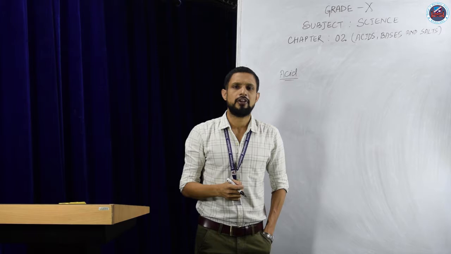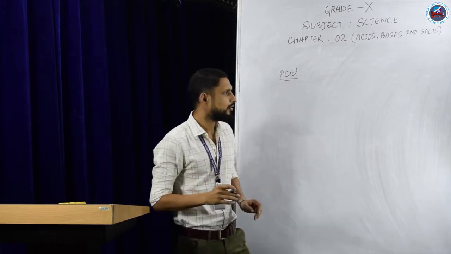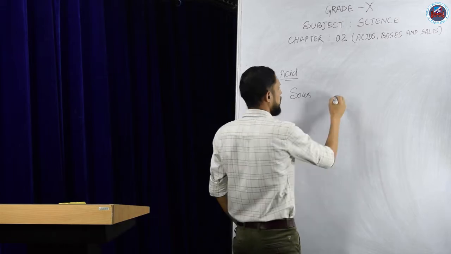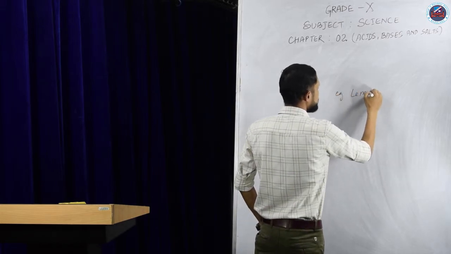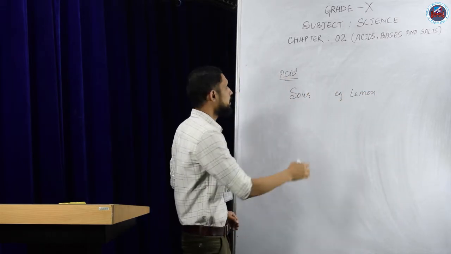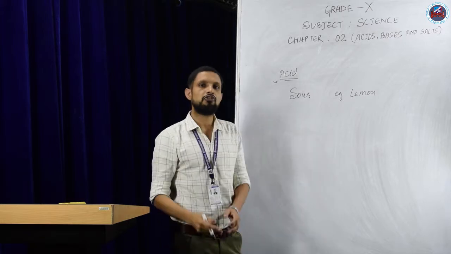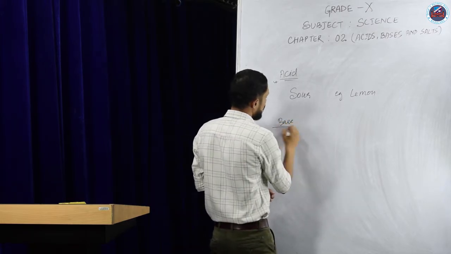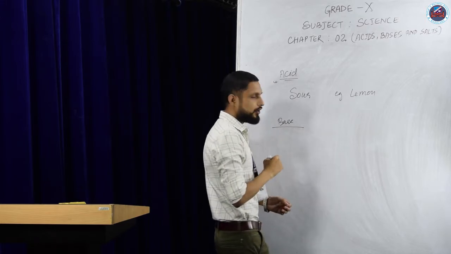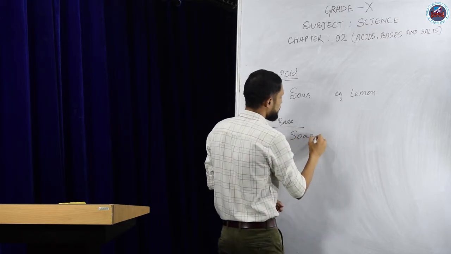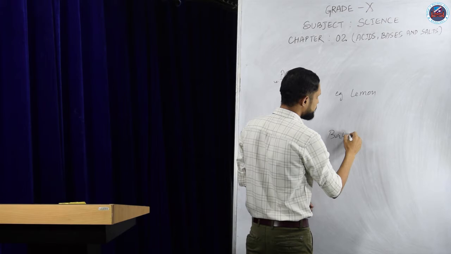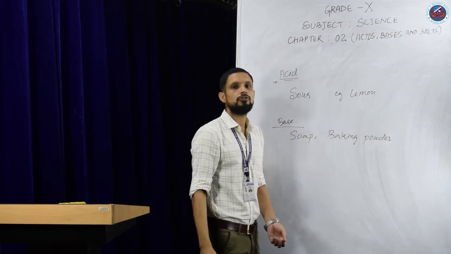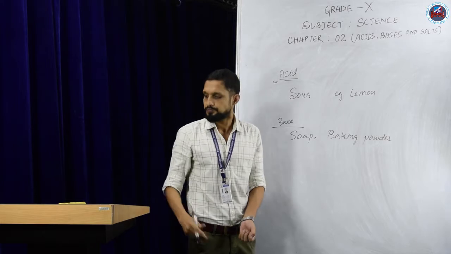In general, you can find out from the taste. If the taste is sour, say you can take the example of lemon, it contains acid. But if the taste of the compound is bitter, then the compound contains base. Say for example, soap, baking powder. These compounds are basic in nature.